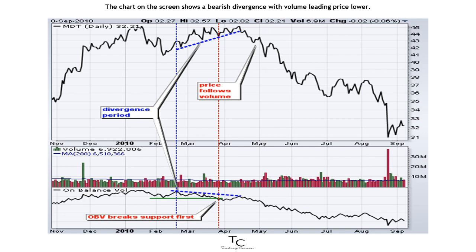The chart on the screen shows a bearish divergence with volume leading price lower. The blue dotted lines identify the divergence period. The stock moved higher as OBV moved lower. Also, notice that OBV broke support during this divergence period.